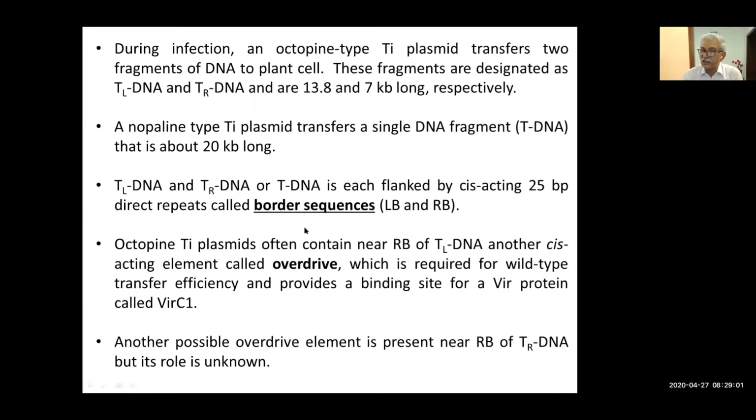The sequence on the left side of the tDNA is known as left border, and the region at the other end of the tDNA is called right border sequence. Okay? So these are 25 base pair long border sequences, which are direct repeats. It does not mean that the tDNA border is 25 base pair. No, it is quite long, like 200 or 250 base pair. But the one which is associated with tDNA is the left border and right border, which are direct repeats.